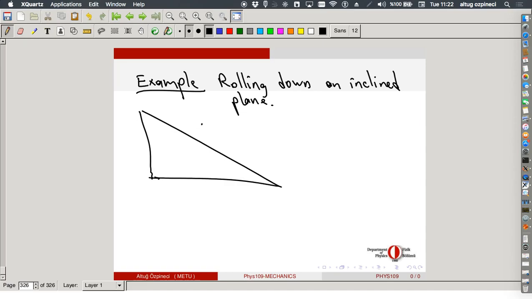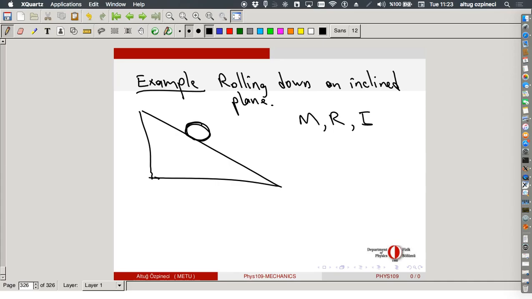So let's assume we have a circular object, a wheel. It is just rolling down an inclined plane. What will be its acceleration? Let's say its mass is m, its radius is r, its moment of inertia is I.